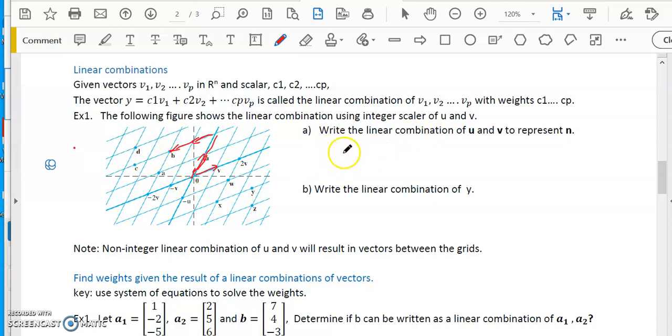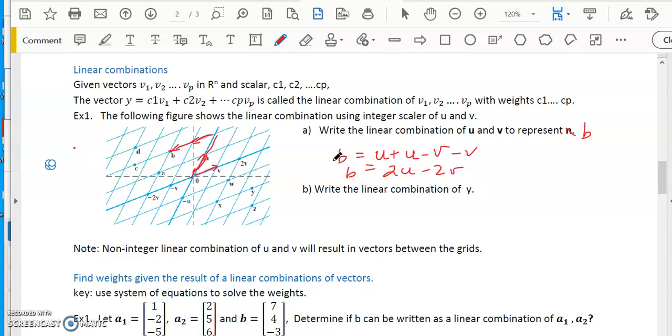Try to do a linear combination to represent n. Where is n? I don't see n. Let's just do b. So we say b is equal to u plus u, and then minus v and minus v, because you go in the v direction but backward. So that is equal to 2u minus 2v.